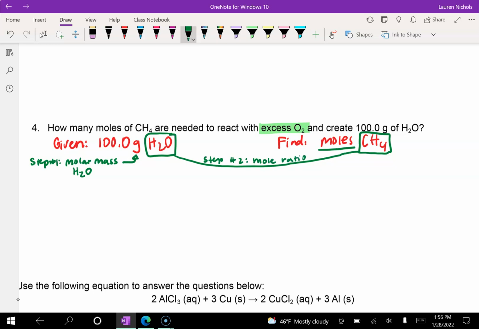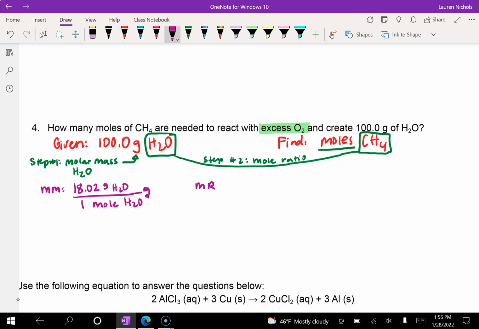Okay, so let's go ahead and get the things that we need. So the molar mass of water, I'm not going to work out the calculation because at this point you should be able to do molar mass. But the molar mass of water is 18.02 grams of water over 1 mole of water. Or, you know, we could flip it in our chart.